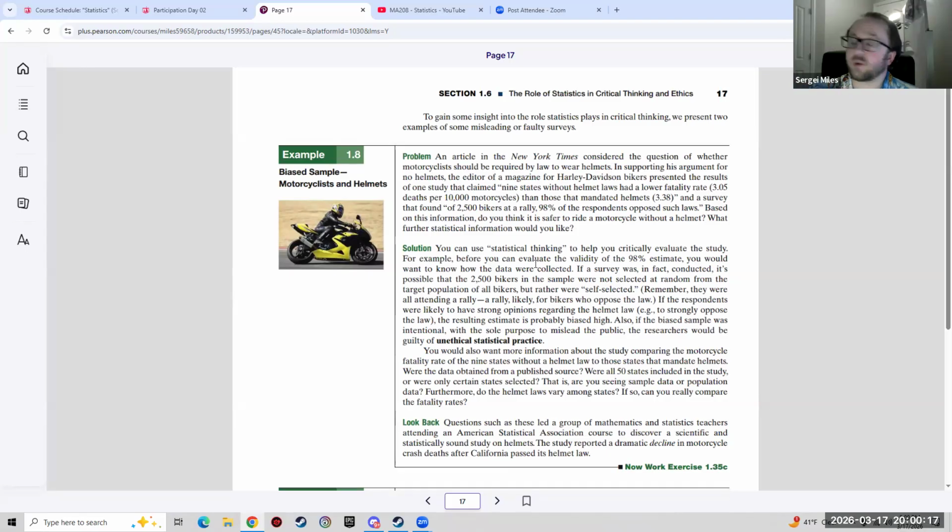Versus if they see a biker with a helmet, maybe this particular survey, they're like, let's not ask him. He's wearing a helmet, right? In which case, they have this bias in terms of who they are surveying and who they are not surveying. Okay, so we need more information. Can we actually trust this 98% claim that they're making?